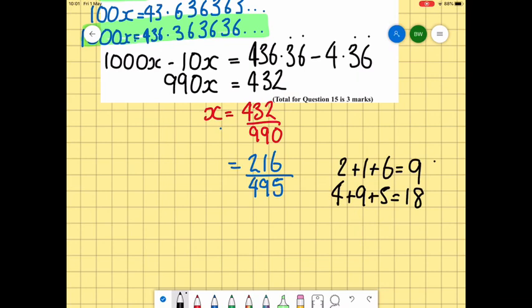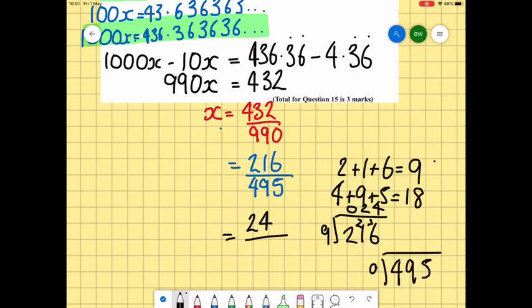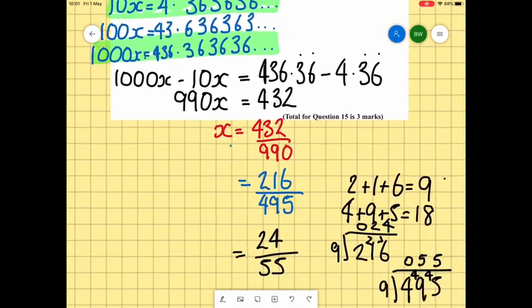So I can divide both of them by 9. So 216 divided by 9, 0, 2, carry the 3, so 4, 24. And then 495 divided by 9, 9's into 4, 9's into 49, well, 5, carry the 4, 9's into 45 again is 5, so I've got 24 over 55, which is what the question's giving me.